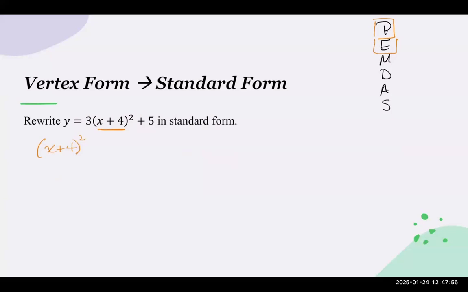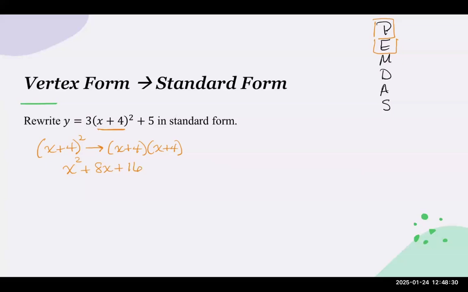Now you can do this by either using the pattern for a binomial squared, or if you don't remember the pattern, you can always change it into x plus 4 times x plus 4, because that's what x plus 4 squared means. And then you can just FOIL it like we did in the previous example. So either way, regardless of which method you decide, pattern or foiling, you are going to get x squared plus 8x plus 16.